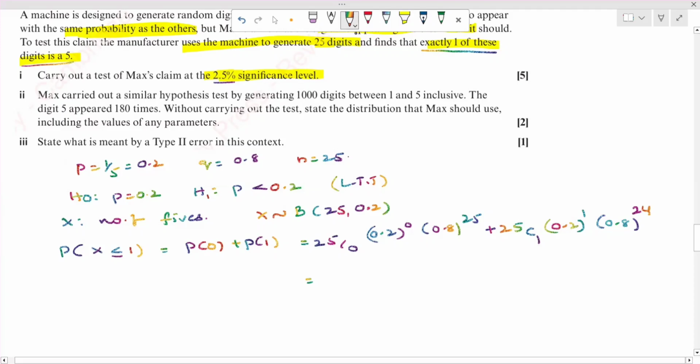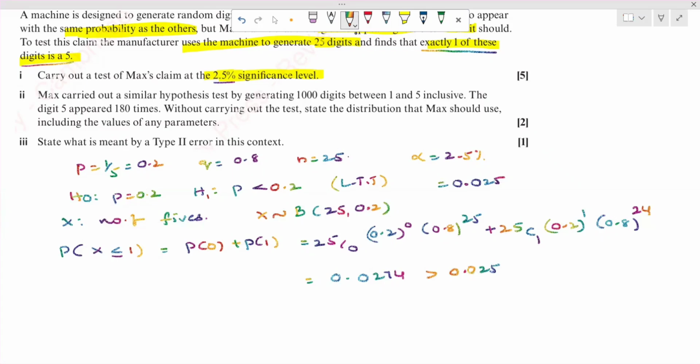So you will be getting 0.0274. So it is greater than 2.5%. Alpha percentage has been given as 2.5 percent, which is nothing but 0.025. It's greater than 0.025. So greater than means that H naught is accepted. H naught is accepted over here.